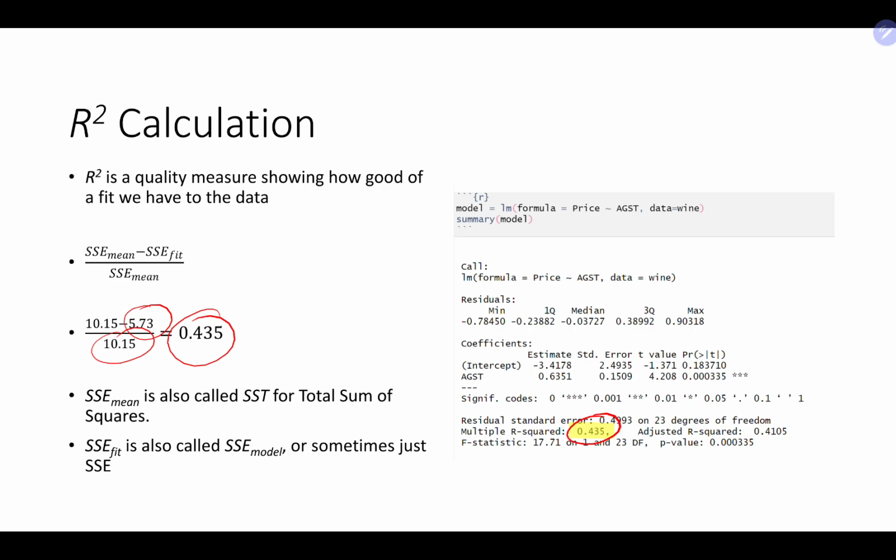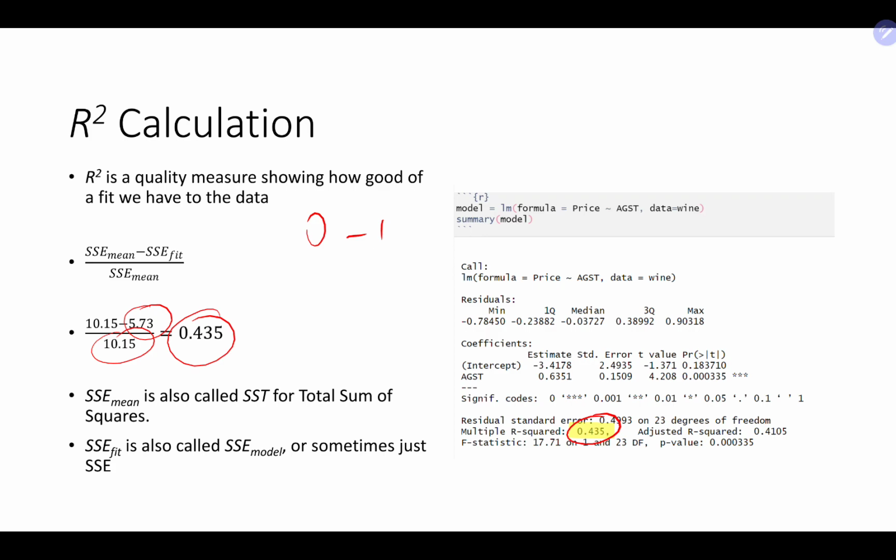It will be between 0 and 1, right? So 0.435, you can assume 43%, like a fit amount, let's say. Or in other terms, you can think of that 43% as 43% of the variance in the data was explained by the model, right? So, of course, from this you can understand that as we get closer to 1, the better the model is. As we get closer to 0, the worse the model is.